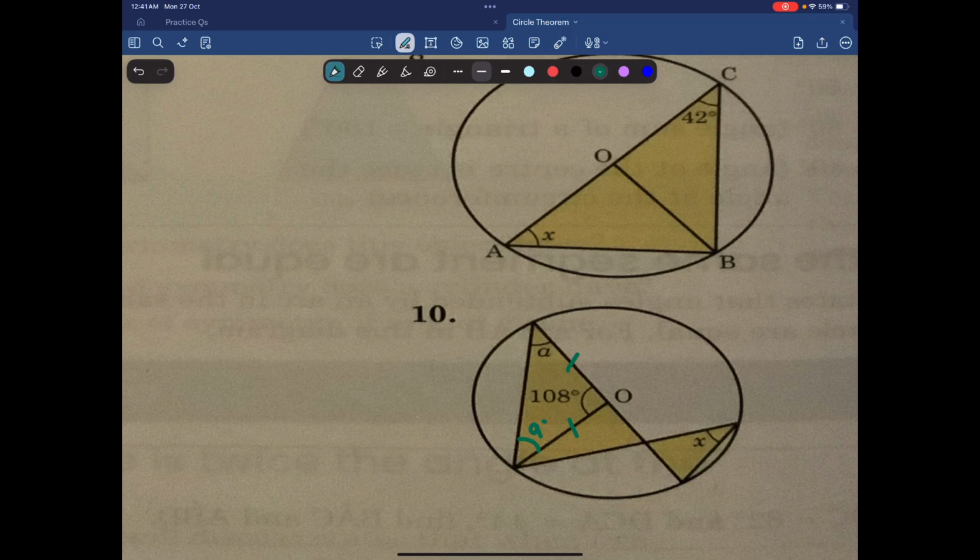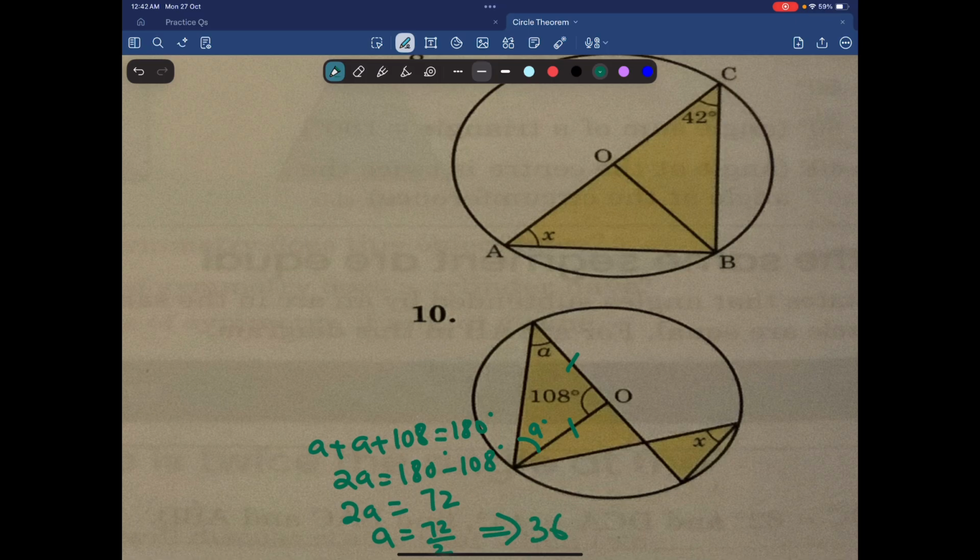To find the value of A, what are we going to do? We are going to use the sum of interior angles of a triangle. So 2A, or basically A plus A plus 108, should be equal to 180. So 2A is equal to 180 minus 108. So 2A is equal to 72. A is equal to 72 divided by 2, which gives us 36. So A is equal to 36.